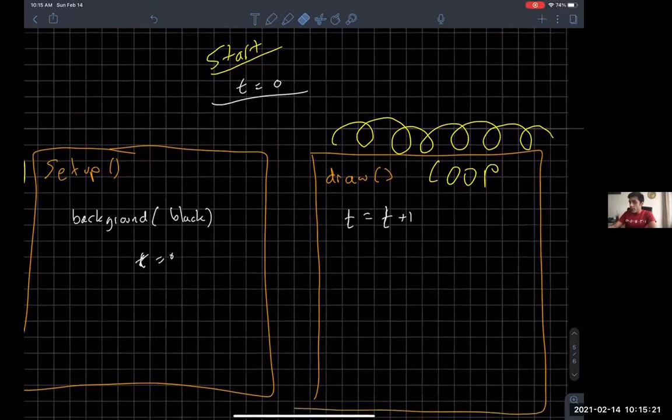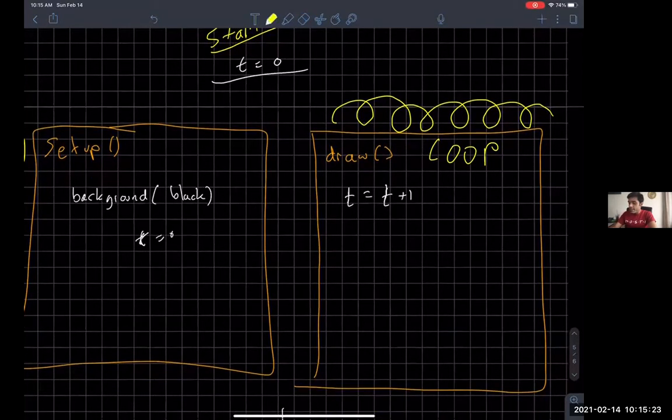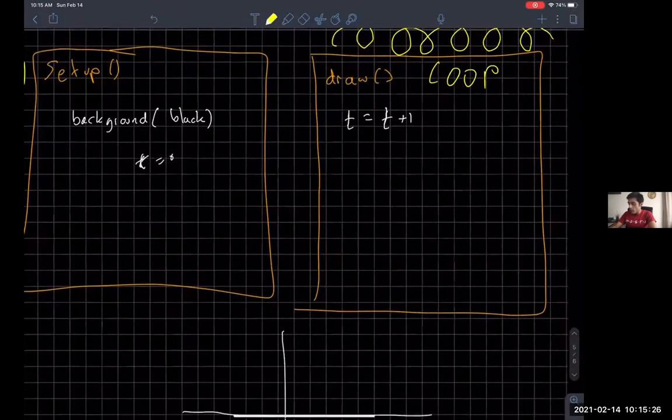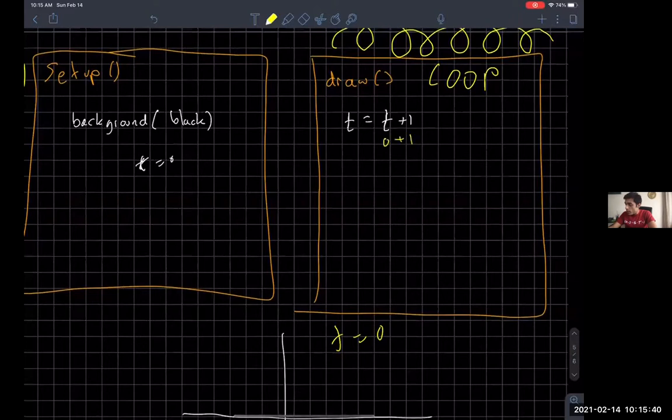So the first time this loop runs, t is equal to 0, right? So at the first time draw runs, t is equal to 0. The next time it does 0 plus 1, so therefore t is equal to 1. Now t is 1, right? So the next time it does 1 plus 1, which is 2. So therefore t equals 2, et cetera, et cetera. So the value of t keeps on increasing, okay?